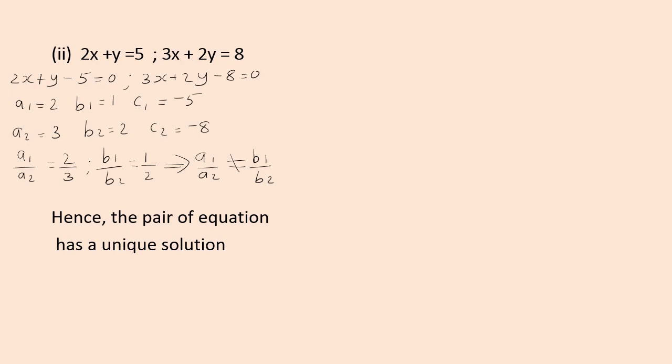If the equation has a unique solution, you have to solve the equation by the cross multiplication method. For that, you are using the 2-3-1-2 rule. So you have to draw the diagram. First we are writing the variables x, y and 1. First we have to write the second column, that is b1, b2, which is 1, 2. Next is column 3, that is c1, c2, minus 5, minus 8.